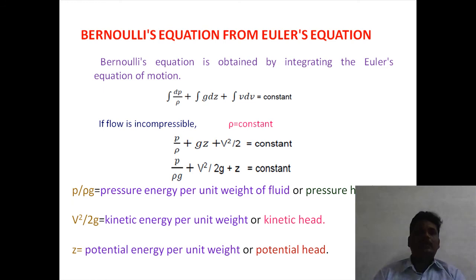This is about Euler's equation, the derivation of Euler's equation, and getting the Bernoulli's equation from Euler's equation. Next will be the problem on Bernoulli's equation.